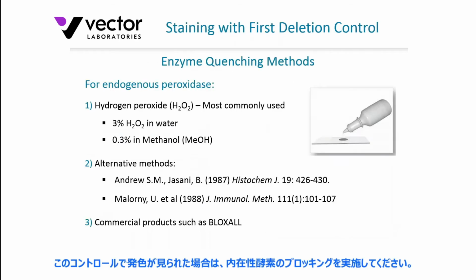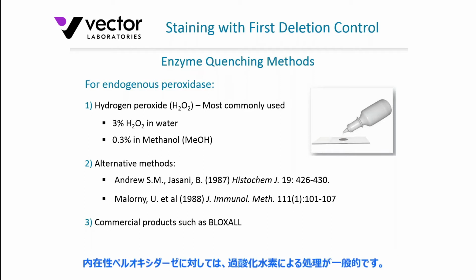If you do see staining with this first deletion control, the recommendation would be to employ some enzyme quenching methods. For endogenous peroxidase activity, usually hydrogen peroxide is the go-to methodology, diluted either in water or methanol. If you are using highly vascularized tissue or frozen sections, you may want to use methanol just to avoid the bubbling that you may see if you use water, which quenches those heme groups quite rapidly and will destroy or affect the tissue architecture. There are alternative methods in publications, and certainly there are commercial products such as BLOXALL.